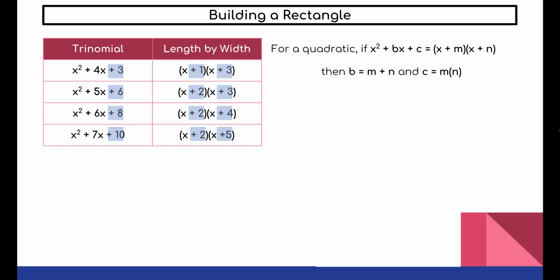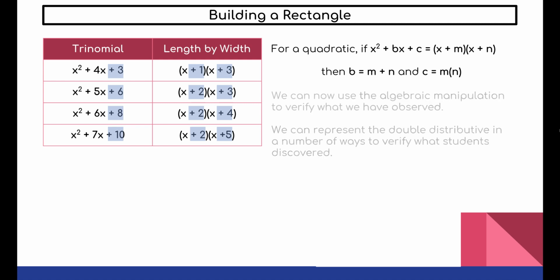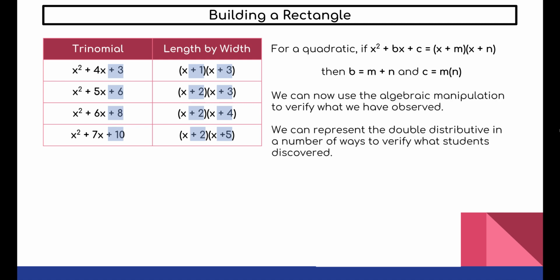For a quadratic, if x squared plus bx plus c is equal to x plus m times x plus n, then b is equal to the sum of m and n, and c is equal to the product of m and n. This is only true for a quadratic with a lead coefficient of 1, but we'll get to other quadratics in a minute. We can now use the algebraic manipulation to verify what we just observed.